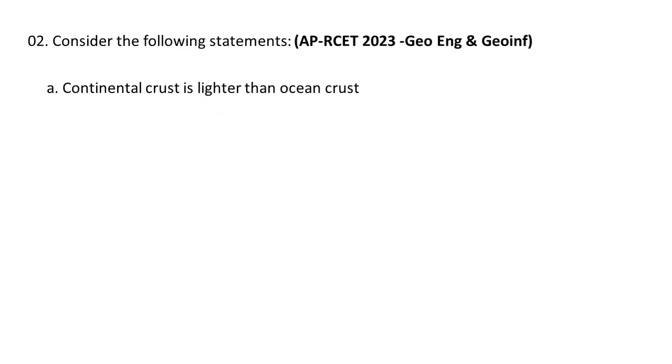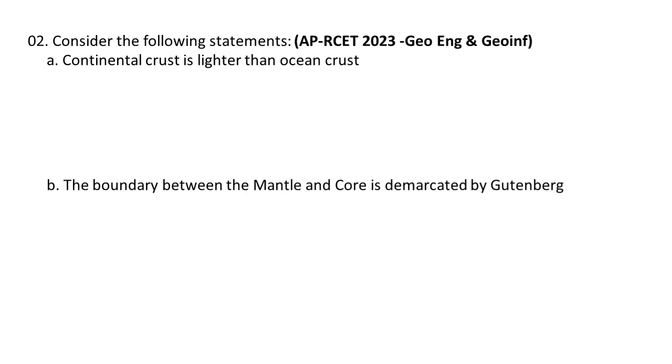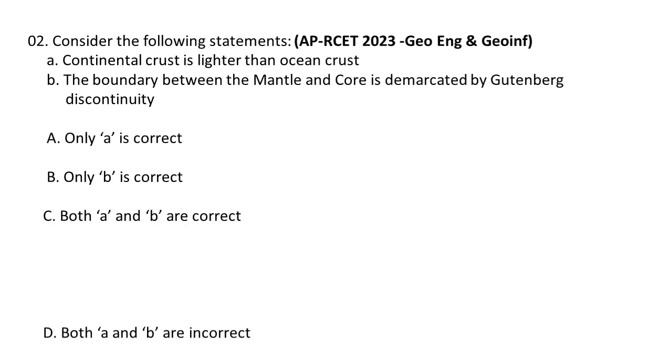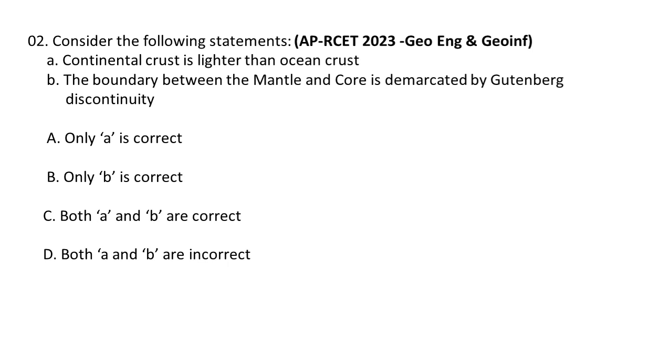Next question. Consider the following statements. A. Continental crust is lighter than oceanic crust. B. The boundary between the mantle and the core is demarcated by Gutenberg discontinuity. And A. Only A is correct. B. Only B is correct. C. Both A and B are correct. And D. Both A and B are incorrect. So by considering the following statements, both A and B are correct. Like continental crust is lighter than the oceanic crust, and the boundary between the mantle and the core is demarcated by Gutenberg discontinuity. So that's why both A and B are correct. C is the correct option.